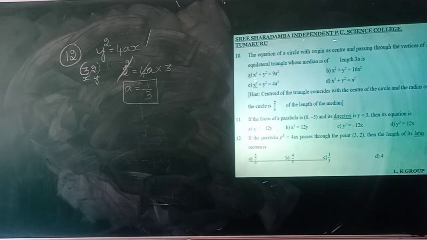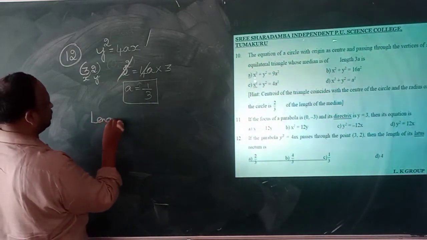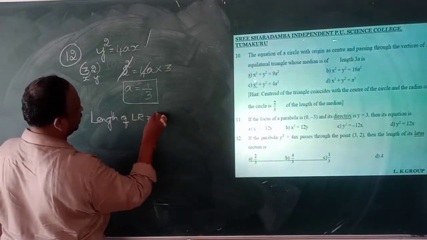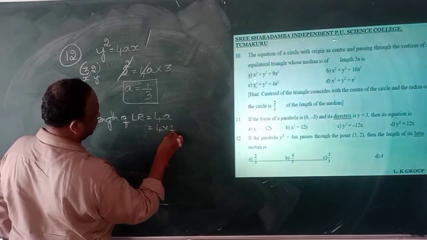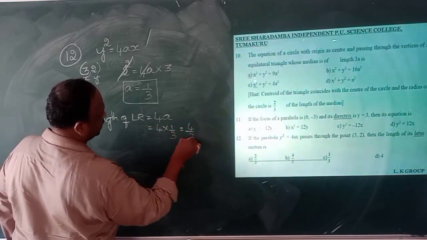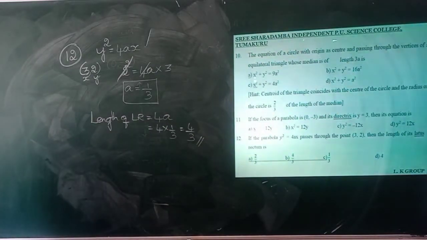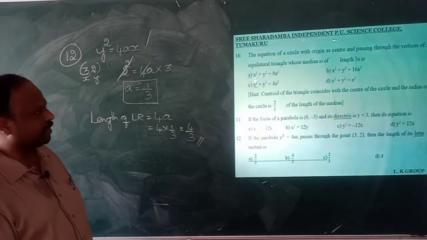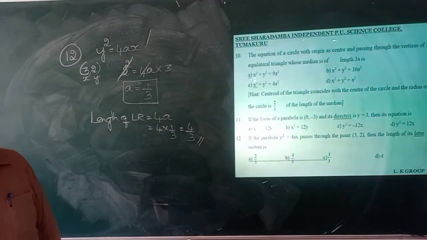They are asking for the length of latus rectum. Length of latus rectum is always 4a. 4 into 1 by 3 is equal to 4 by 3. Since they have given a point it passes through, substitute (3, 2) in y square is equal to 4ax. So the length of latus rectum is 4 by 3.